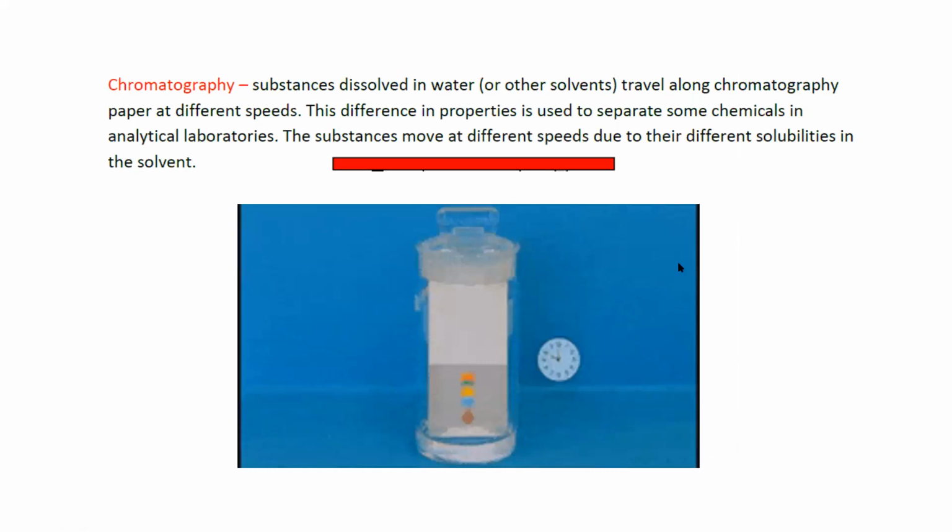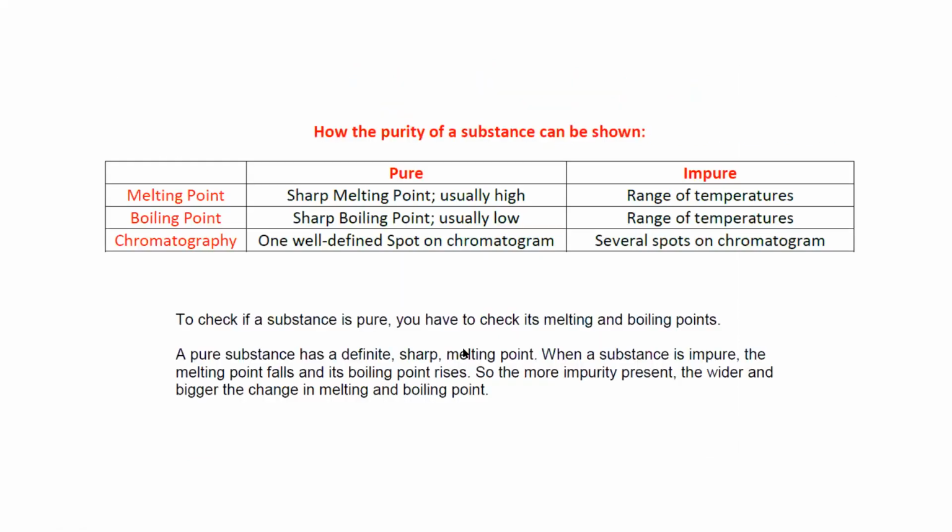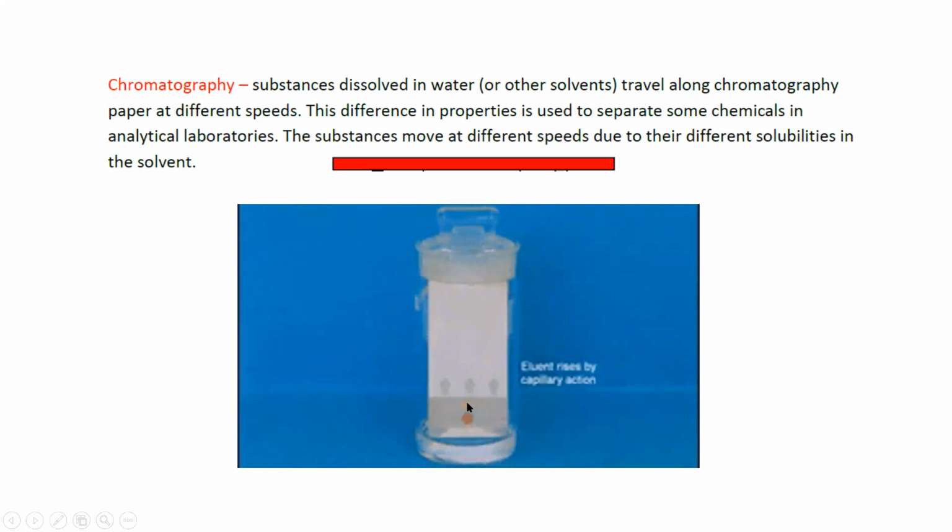So in the technique known as chromatography, we take a paper. You can see this is a chromatogram. We draw the origin, the line, with pencil. Then we place a sample here. For example, we want to find whether this brown ink, or this brown color, is pure or impure. So we place the sample on the chromatogram, and we dip this in a container which is filled with a solvent, a liquid.